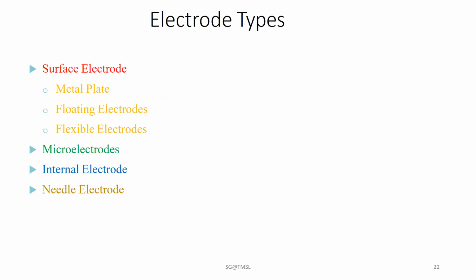Now coming to the next slide, which is for different electrode types, how many electrodes are available. There are four types of electrodes available: surface electrode, microelectrode, internal electrode, and needle electrodes. Basically, internal and needle are mostly the same in nature. Under surface electrode, three types of electrodes are available: metal plate, floating electrodes, and flexible.